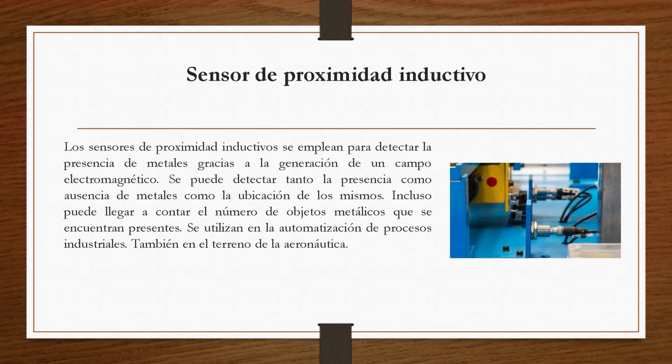Inductive proximity sensor. Inductive proximity sensors are used to detect the presence of metals thanks to the generation of an electromagnetic field. Both the presence and absence of metal, as well as their location, can be detected. You can even count the number of metal objects that are present. They are used in the automation of industrial processes, also in the field of aeronautics.